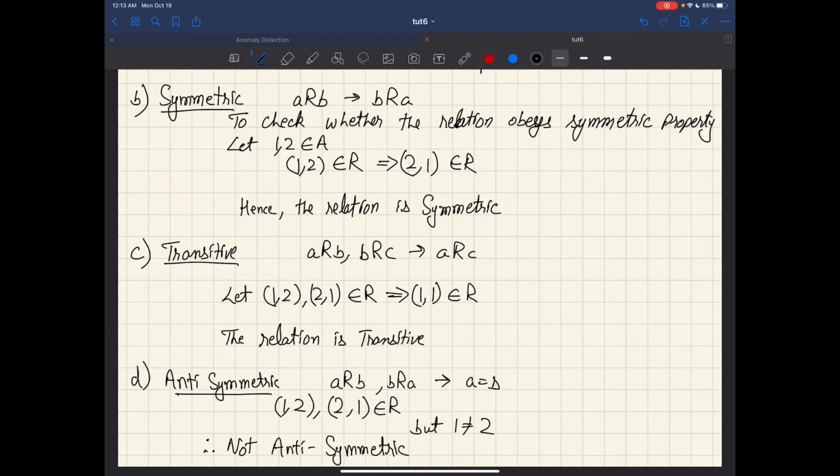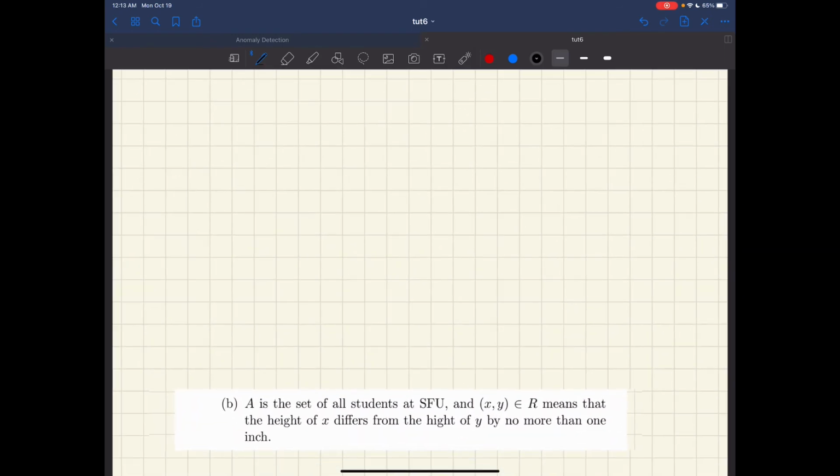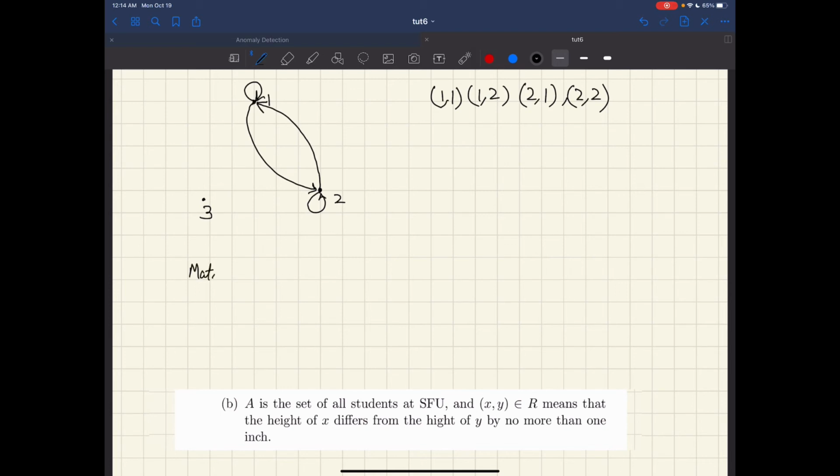Now in the question we were also supposed to draw the graph and the matrix of the relation. So for drawing the graph, first we'll place all the points which are in our set, which is 1, 2, and 3. And all the relations which were there would be our means of connecting those points. So 1 comma 1 is a circle, 1 comma 2 is an arrow pointing from 1 to 2, and the same is 2 comma 1. 2 comma 2 is also a circle on itself. And since 3 didn't have any connectives with it, it's left alone.